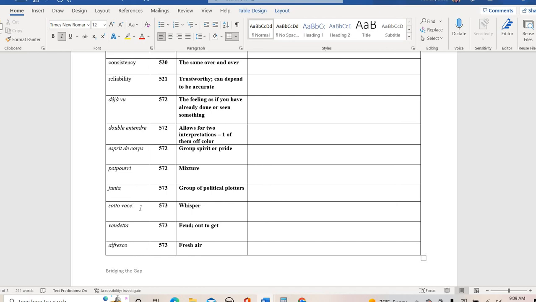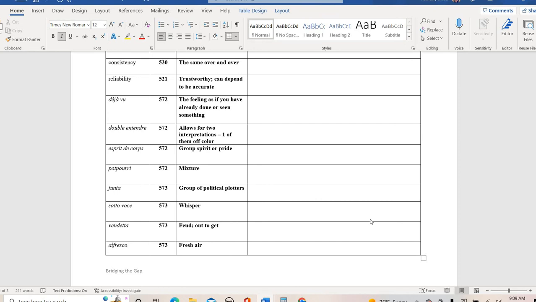Sotto voce is a whisper, so it's like under, like you're quiet. Sotto voce, very quiet whisper. Vendetta, this is like revenge, like feud. It literally means like blood feud, out to get someone. And then al fresco, maybe you have heard of this, like when you go out to eat somewhere, you want to eat al fresco, like fresh air outside.